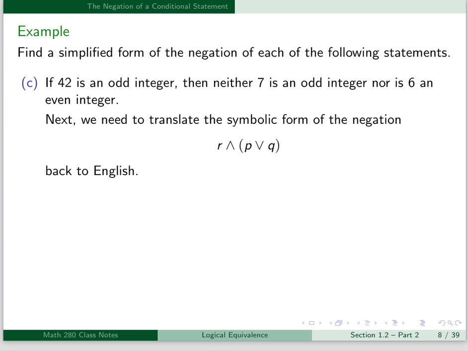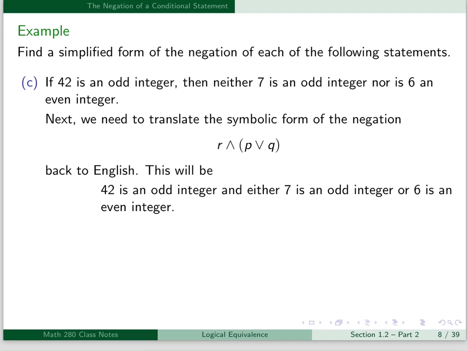Next, we need to translate the symbolic form of the negation, which is R and the quantity P or Q, back to English. This will be 42 is an odd integer, and either 7 is an odd integer or 6 is an even integer.